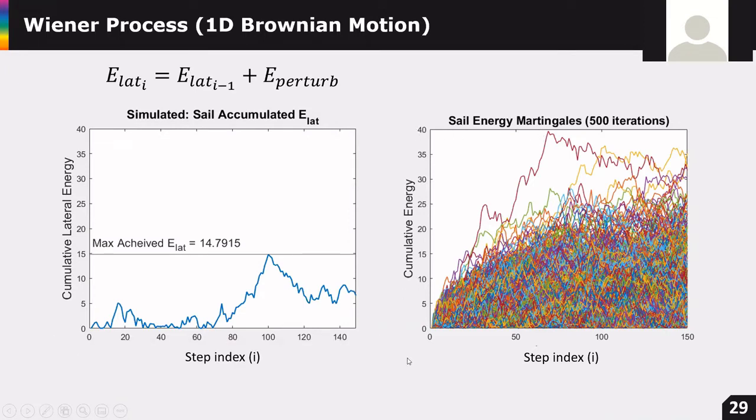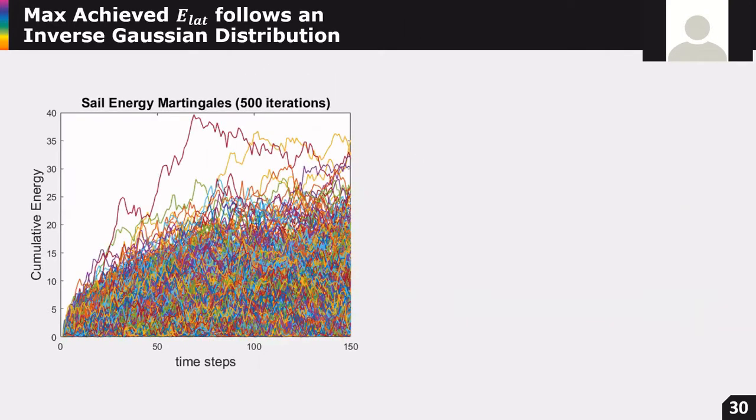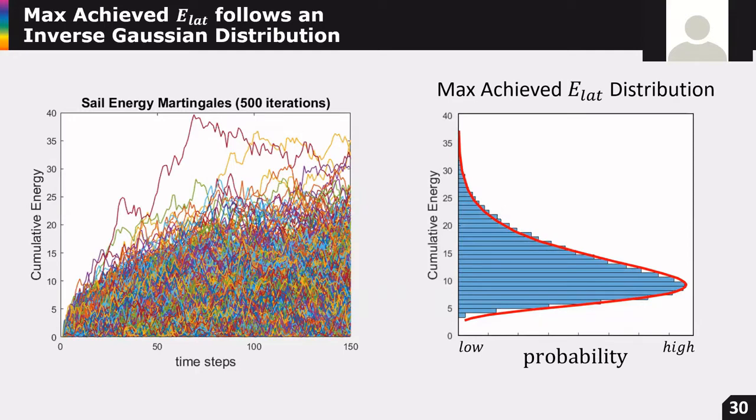So the question then becomes, what is the distribution of the maximum achieved lateral energy given a certain amount of perturbing forces? That distribution is called an inverse Gaussian probability distribution function, and it's depicted here. It is pulled directly from the simulations on the left. We can see that most of the time, given this simulation, the maximum achieved accumulated energy is somewhere between 7 and 20. It's very unlikely that it will exceed 35.